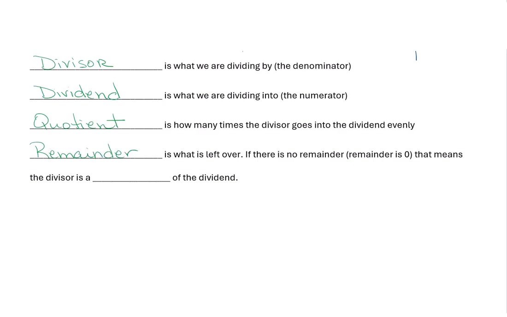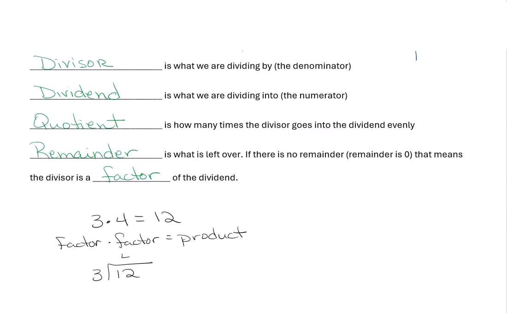If there is no remainder, or the remainder is 0, that means the divisor is a factor of the dividend. So think of 3 times 4 equals 12. 3 is a factor of 12. 4 is a factor of 12. 12 is what we would call the product. So if we were to divide 3 into 12, we would get a remainder of 0.